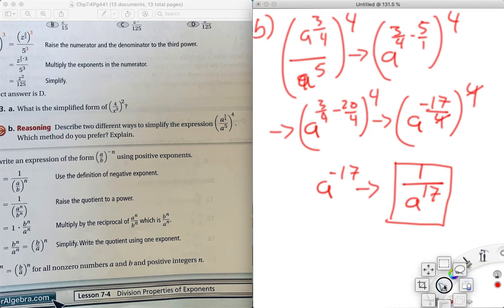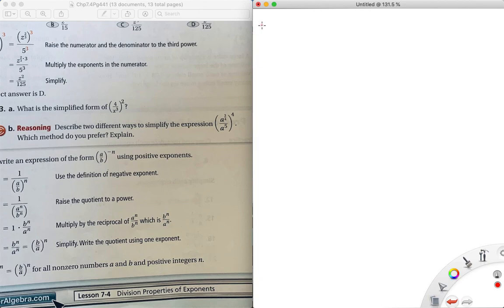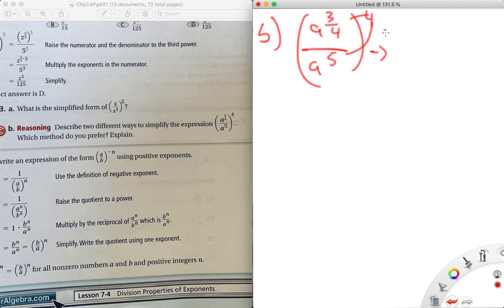And the other way to do it is to multiply first and then subtract. So a to the 3/4 over a to the 5 over 4. I can multiply first, and this would be a to the 3 over a to the 20, which gives me a to the 3 minus 20, which is a to the negative 17, which ultimately is 1 over a to the 17.